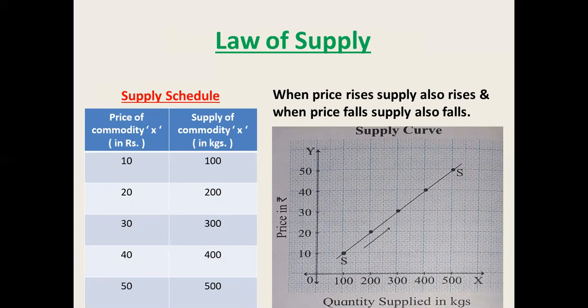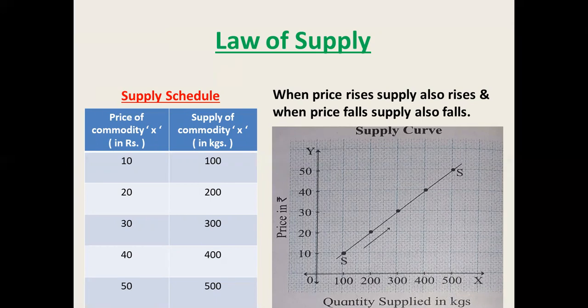See now, in this table, the first column is the price of the commodity X, in rupees. Then the next column is the supply of commodity X in kilograms. So this schedule explains that there is a direct relationship between the price and quantity of a commodity. Direct relationship means what? If the price rises, then supply will rise, and if the price falls, then supply will fall.